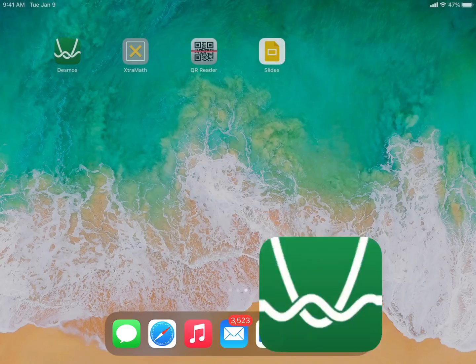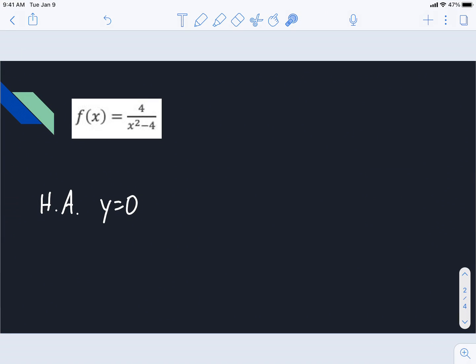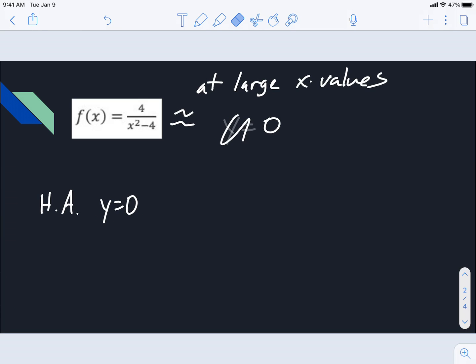So what we can say with a lot of confidence is that at large x values, this is pretty much the same as the line y equals 0. If I plug in a big enough x value, it's pretty much 0. But it's also never quite 0.